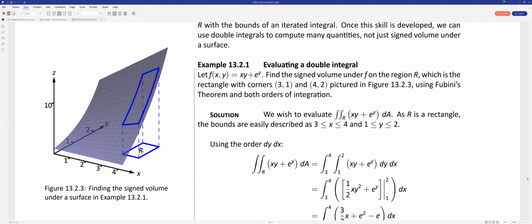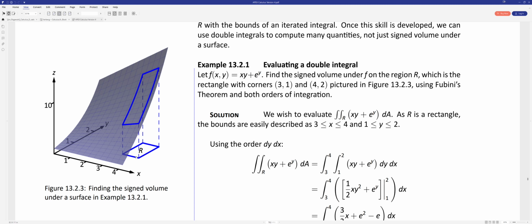And they're telling you that your region R is a rectangle with corners 3, 1. So one corner over here is 3, 1, and the next corner over here is 4, 2. So the x over here is 4, and then the y over here is 2. Okay, so corners 3, 1 and 4, 2. And they want you to get this volume by working out a double integral. So they're asking you to use Fubini's theorem to evaluate this volume by working out this double integral over here. And your region R, of course, is given as a rectangular region.